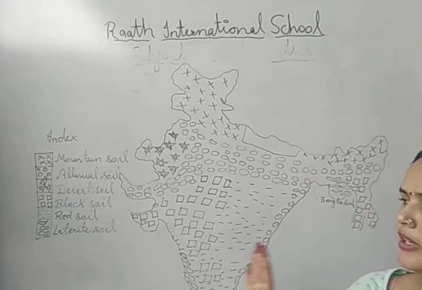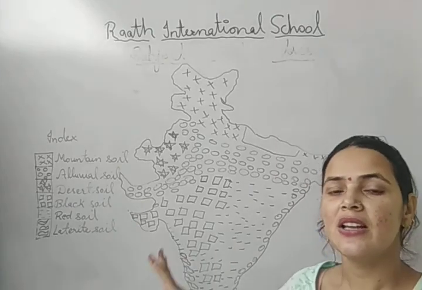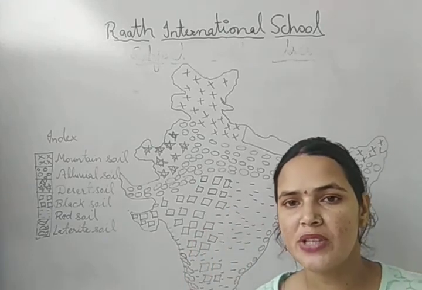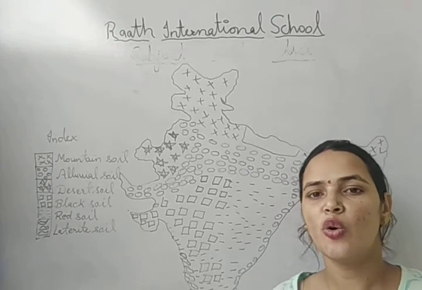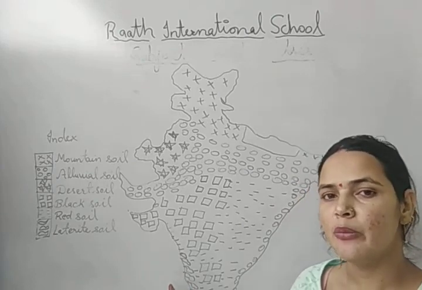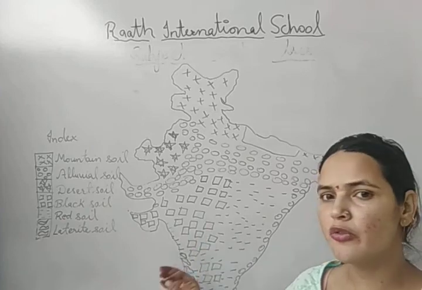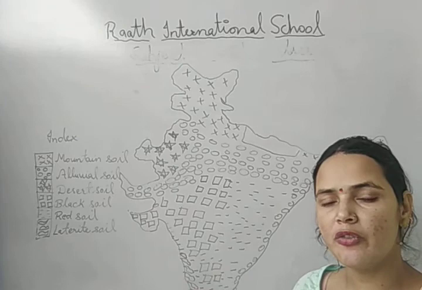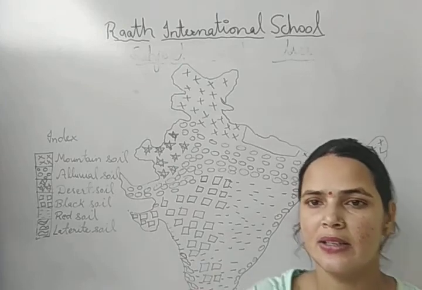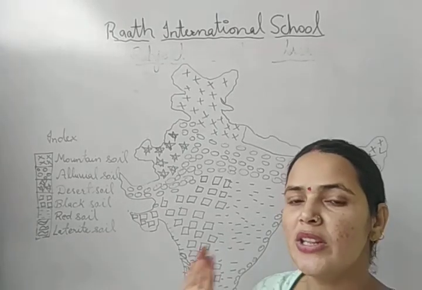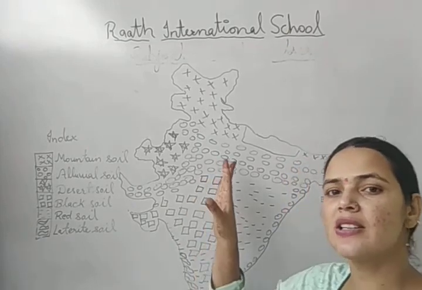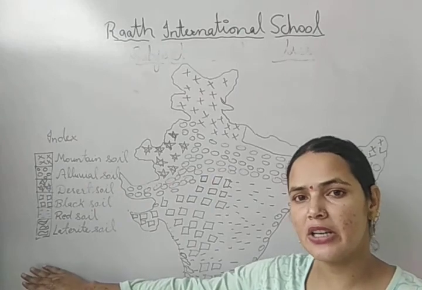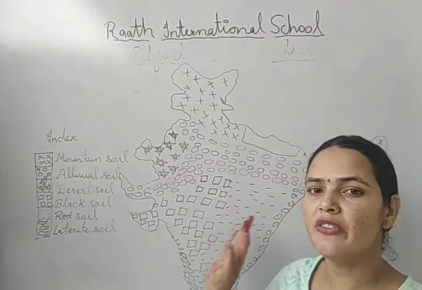So these are the different types of soils, and in different types of soils, different types of crops are grown. So all the soils are very important because a particular soil is good for a particular crop. So we have a huge distribution of soils in our country. So in this map, beta, I have used different symbols to represent different soils, but you can make use of different colors.